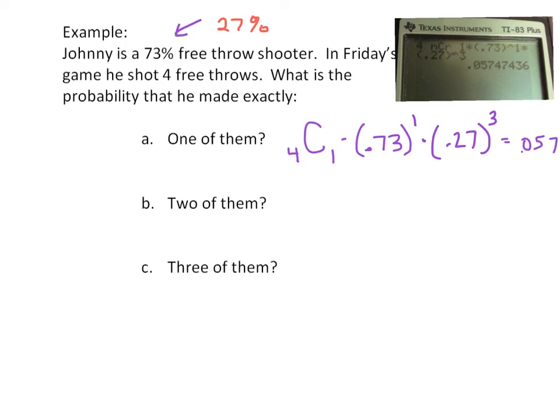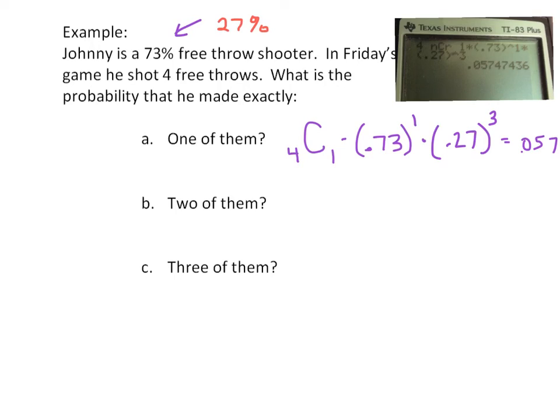Now, why is this so small of a probability? Well, because if he's a 73% free throw shooter, he's probably not going to only make 1. This is unlikely. He should make more because he usually makes about 3 out of every 4. So if we did 3 of them, our probability is going to be a little higher. All right, let's do that one. Let's skip the 2 for now and just do one more problem here.